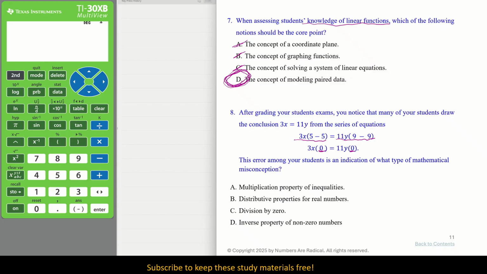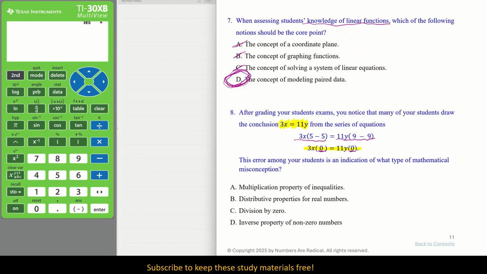And it's a fallacy because in order to get 3x equals 11y, we would have to divide by 0. You would apply the cancellation rule at this juncture right here. You would have to apply canceling. And when you do that, you're canceling 0, which means you're dividing by 0. We can't do that. It is not mathematically valid to divide. We can multiply by 0, but we cannot divide by 0.